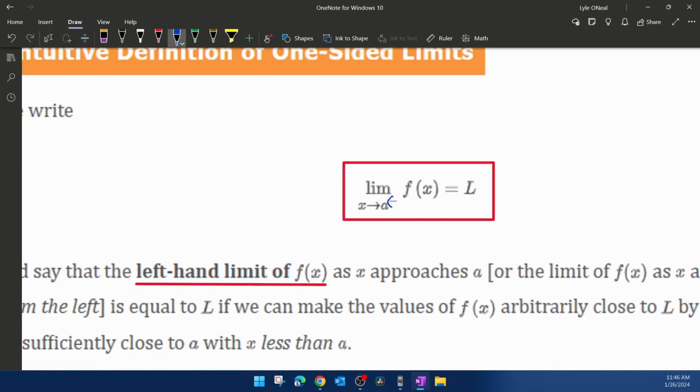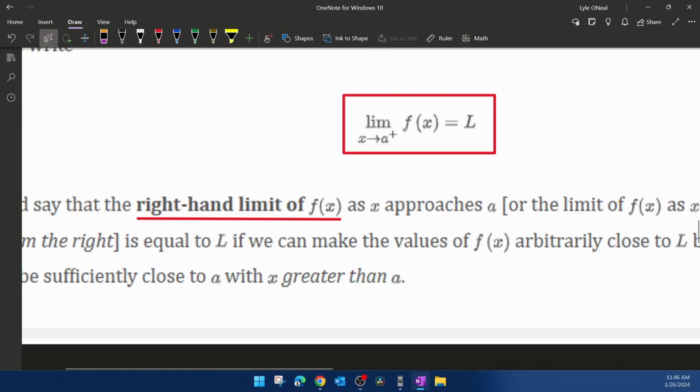So when there's a minus up here, it's called a left-hand limit. And if there's a plus, then it's a right-hand limit. And so you can have limits that approach from the left and the right.